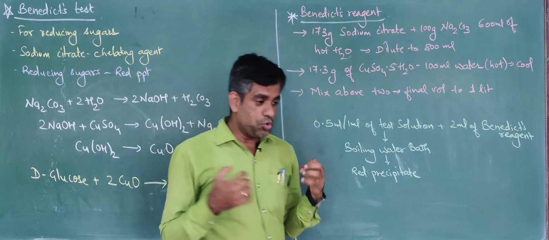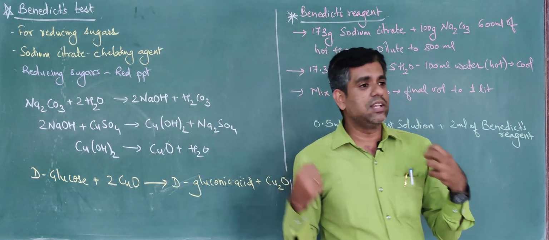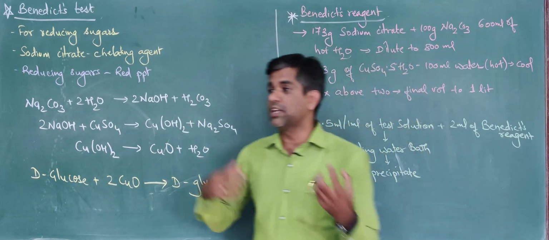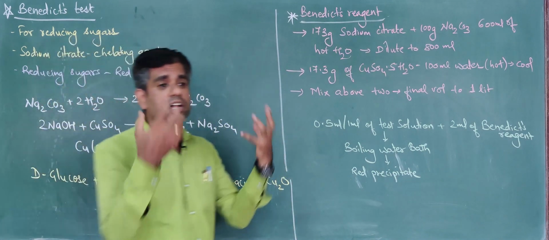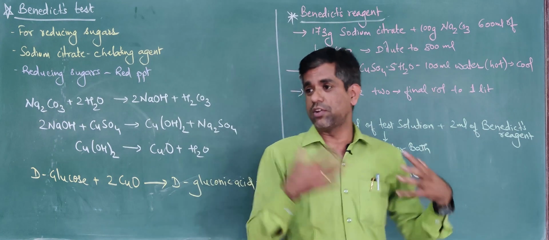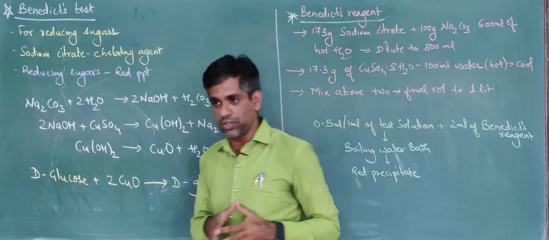So the sugars which, under alkaline condition, have the aldehydic group or the ketonic group, and in these conditions act as reducing agents, those particular sugars are called reducing sugars, right?